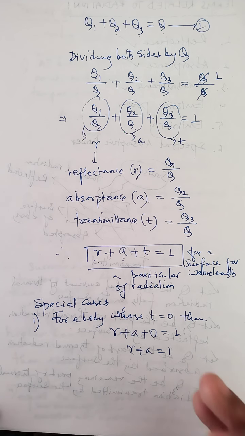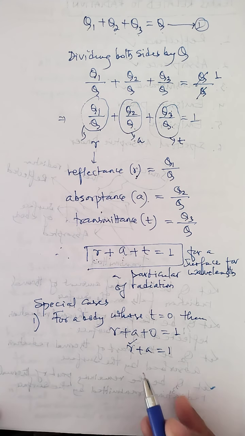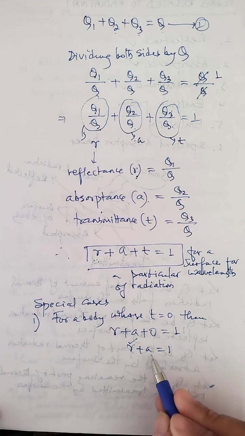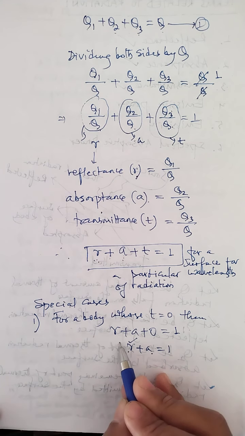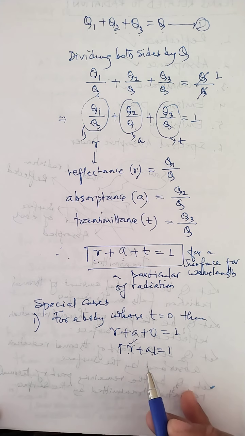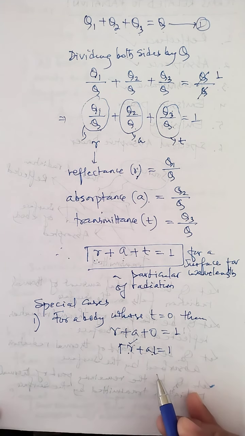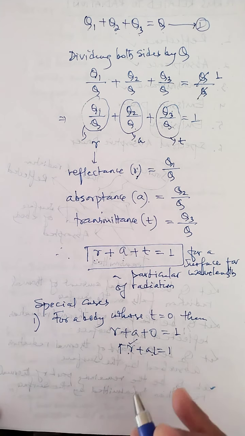Now this R plus A equals 1 even says that a body having a large value of R will have a smaller value of A. If the value of R is large, the value of A must be small. So if a body is a good reflector, then that body is a bad absorber. A good reflector of a body is a bad absorber of heat, and exactly vice versa. Means if R is large, A is small, and if A is large, R is small.